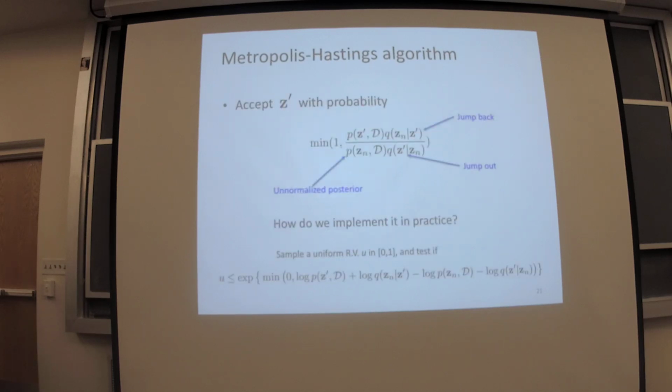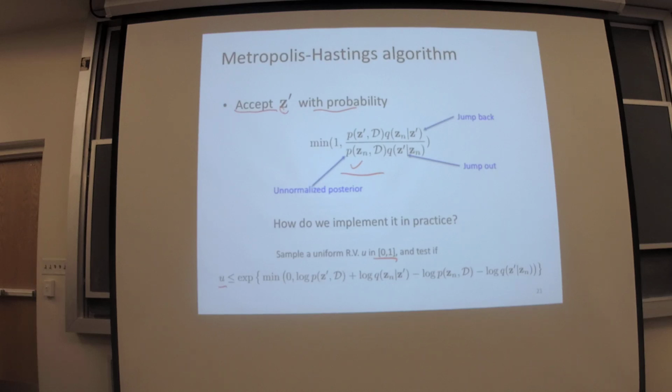So in practice, how do we implement this? How do we accept Z prime with this probability? We use a uniform random variable. We just sample the uniform random variable between 0 and 1, and then test whether it is less than this probability. If it's less than or equal to this probability, then we accept Z prime. Otherwise, we throw it out. Does it make sense?